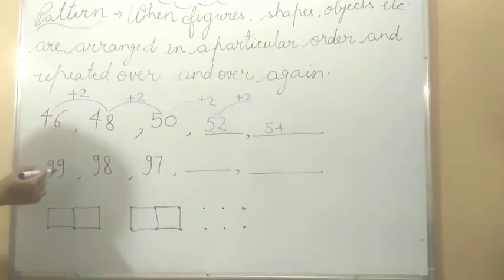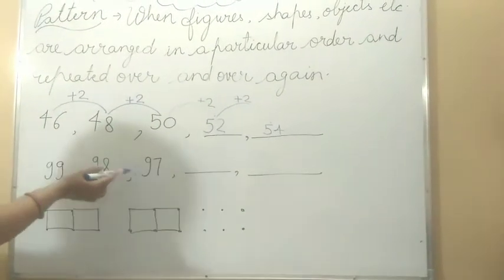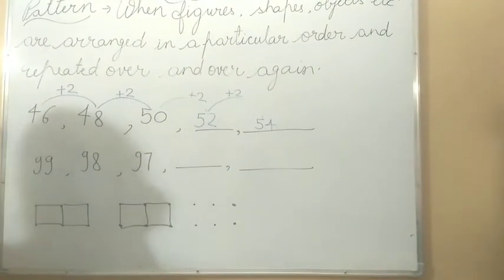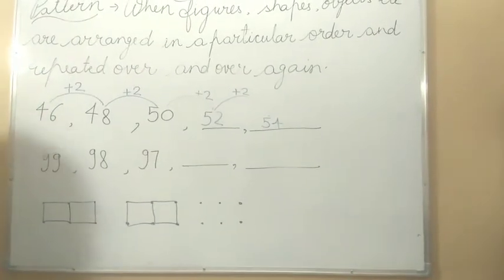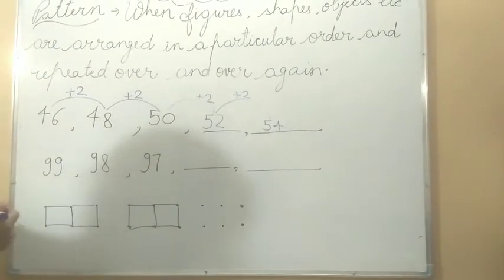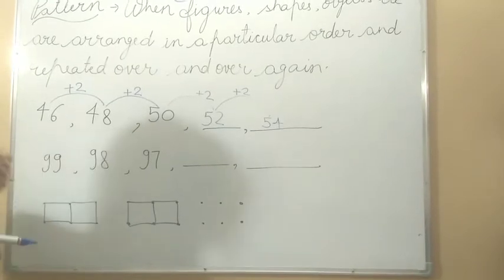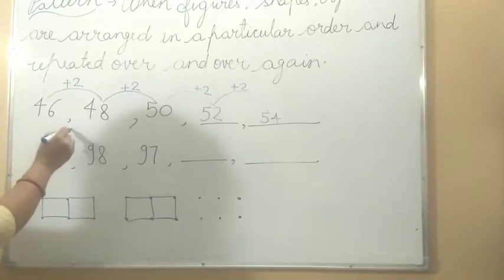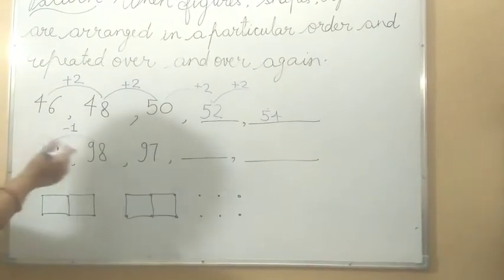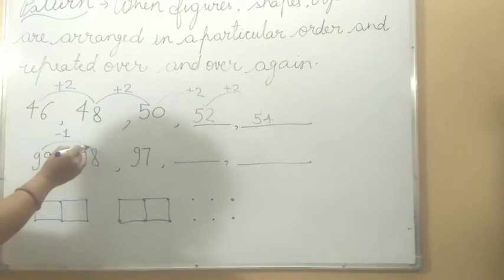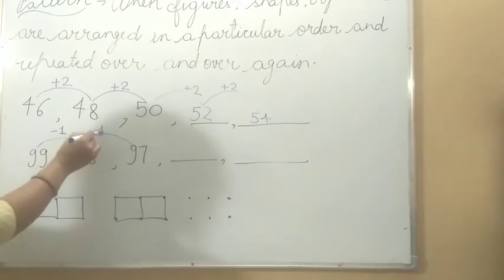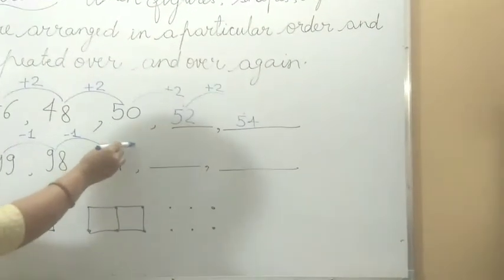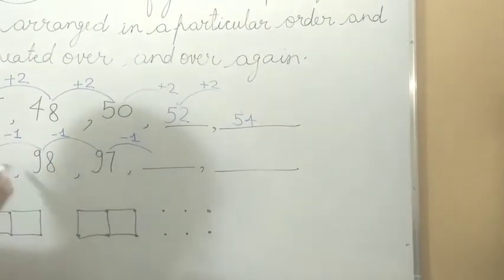Now look here. 99, 98, 97. Are these numbers increasing or decreasing? These are decreasing. From 99, go one step back. 99 back, 98 comes. So there is minus 1, then we are getting 98. Now from 98 we have to minus 1 again, we are getting 97. Now again from 97 you have to minus 1 to repeat the pattern.